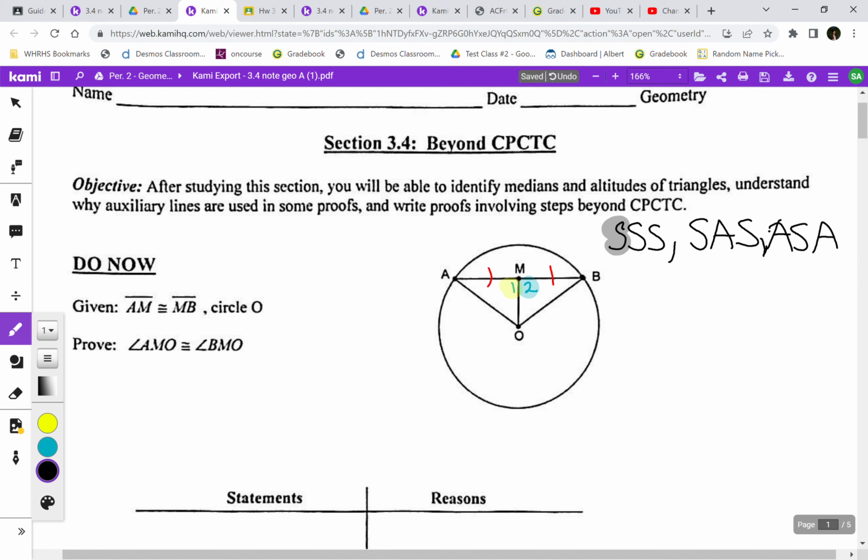So right now, I have AM and BM congruent. That's just one pair of sides. We'll go back to circle O. Does anybody see a pair of sides that are radii and sides of the triangle, that are both sides and radii? You got it. AO and BO.